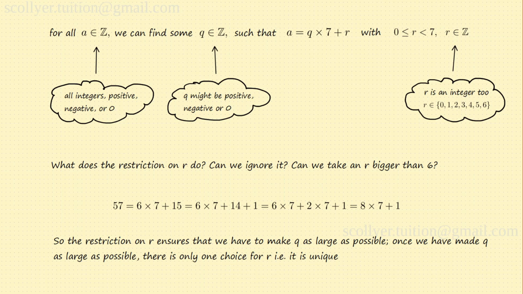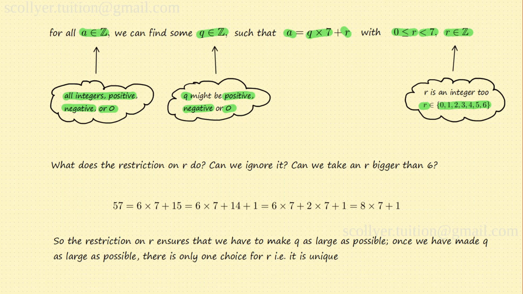So to state this fact a little more formally, we can say that for all a in Z, which means all integers positive, negative, or 0, we can find some q in Z, so q itself might be positive, negative, or 0, such that a equals q times 7 plus r, with the restriction on r that we stated before. r is non-negative and strictly less than 7, and r must be an integer. So r can take one of the values 0, 1, 2, 3, 4, 5, or 6, and nothing else.